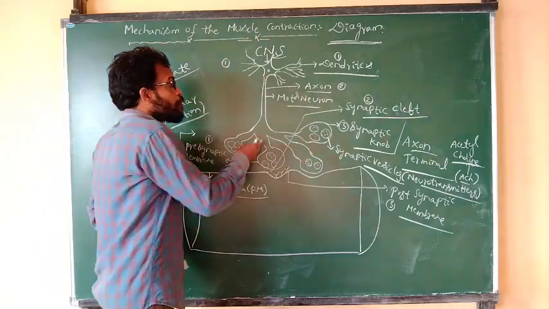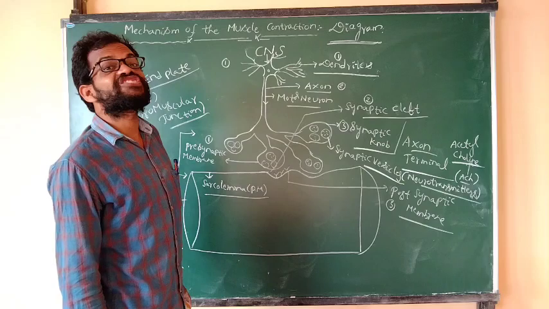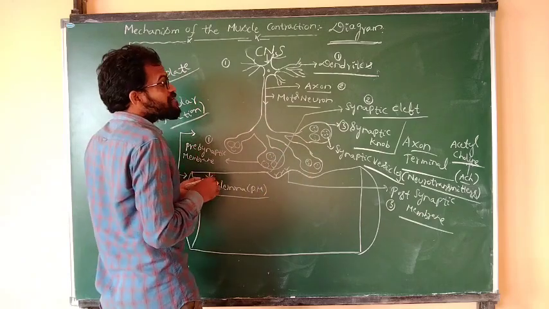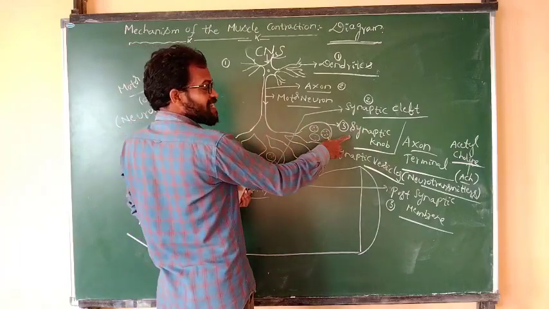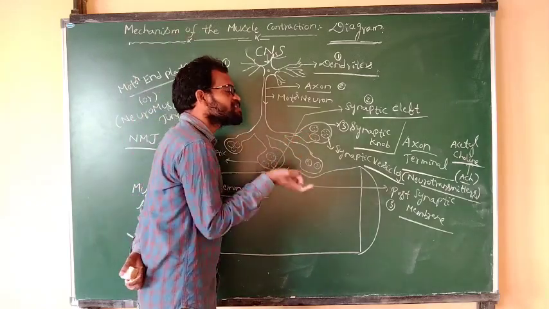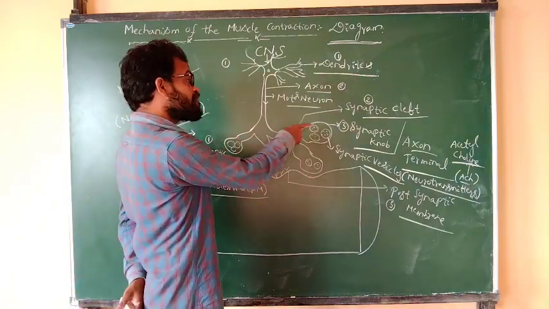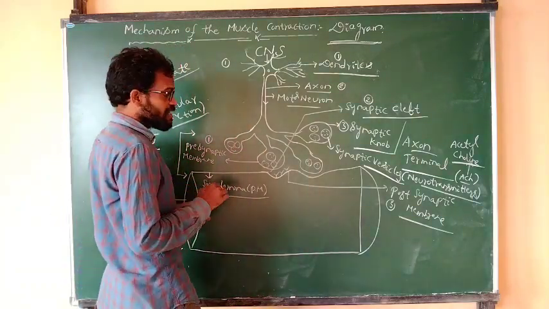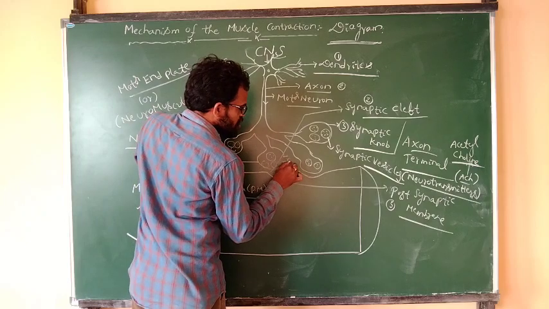Whenever the central nervous system sends a message to the motor neuron, the motor neuron receives the signal and generates an action potential. This action potential reaches the axon terminal, which consists of synaptic nerves. These synaptic nerves consist of synaptic vesicles, filled with neurotransmitters. Each synaptic vesicle is associated with calcium channels.